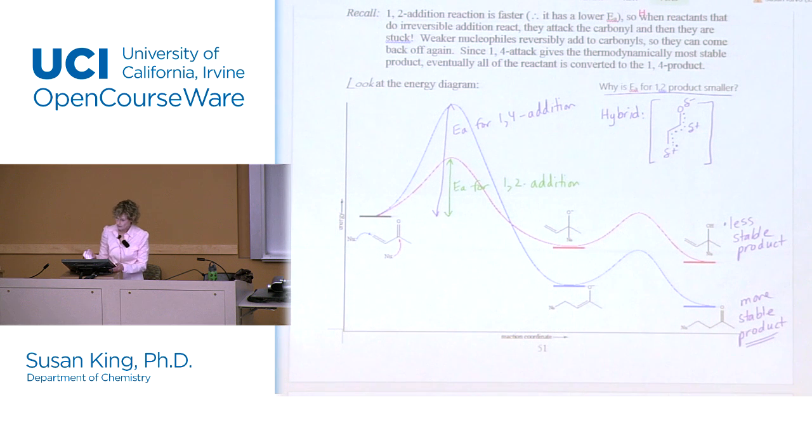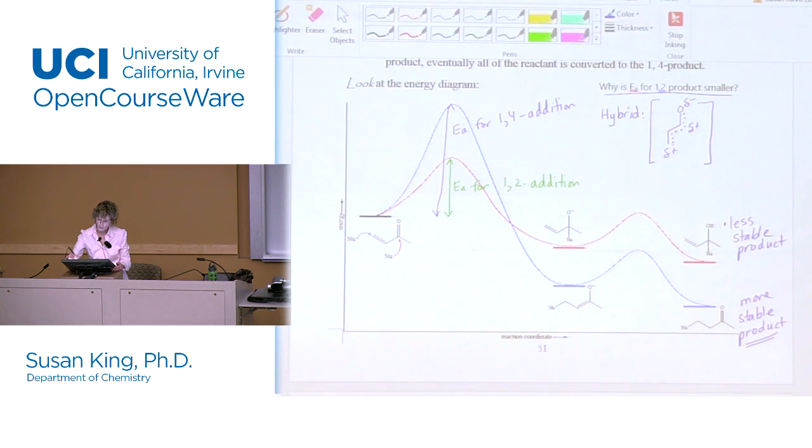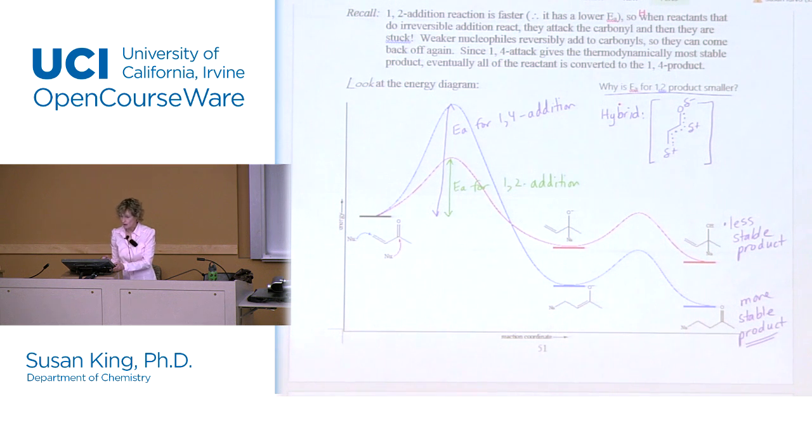And so the reason that the energy of activation for the 1,2 product is smaller is that there's more partial positive charge on the carbonyl. There's more partial positive charge right here. More partial positive charge on carbonyl.